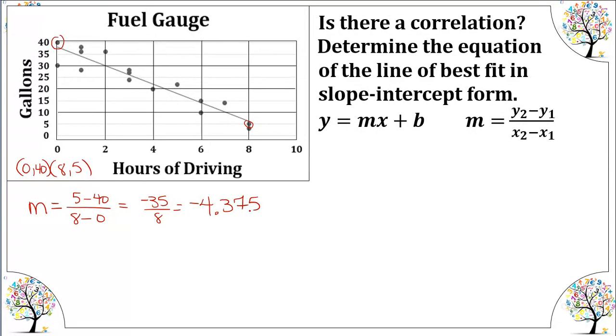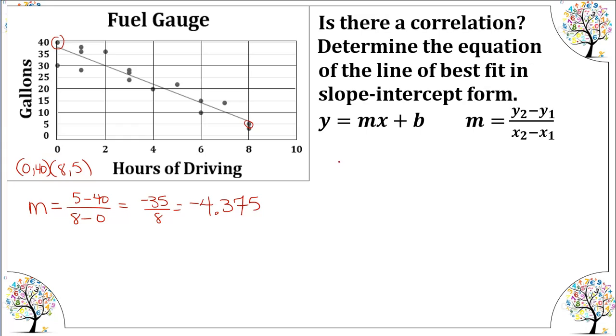You may be told to round to the nearest whole number, tenth, whatever. But this is what I got in my calculator. So the more precise you are, the more accurate your data is. Now, we can see these plotted points, but we can use this slope to help write our equation. And then we can make predictions.